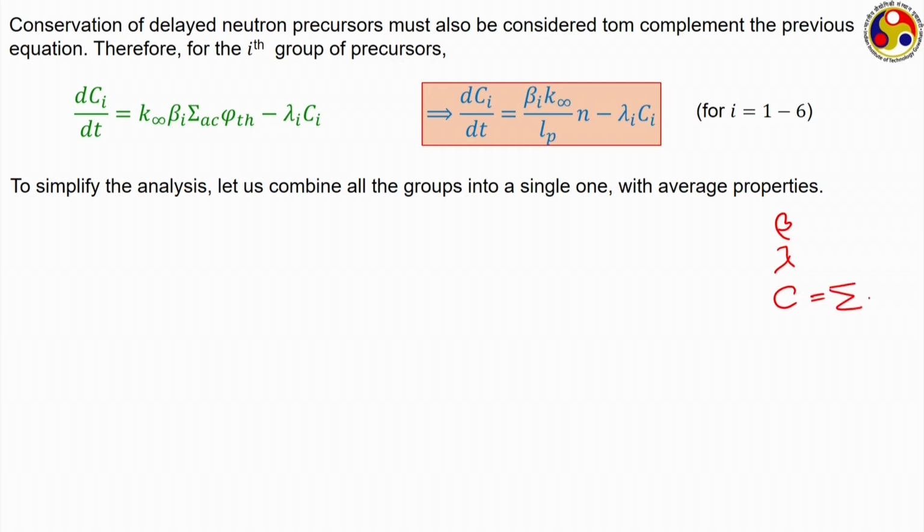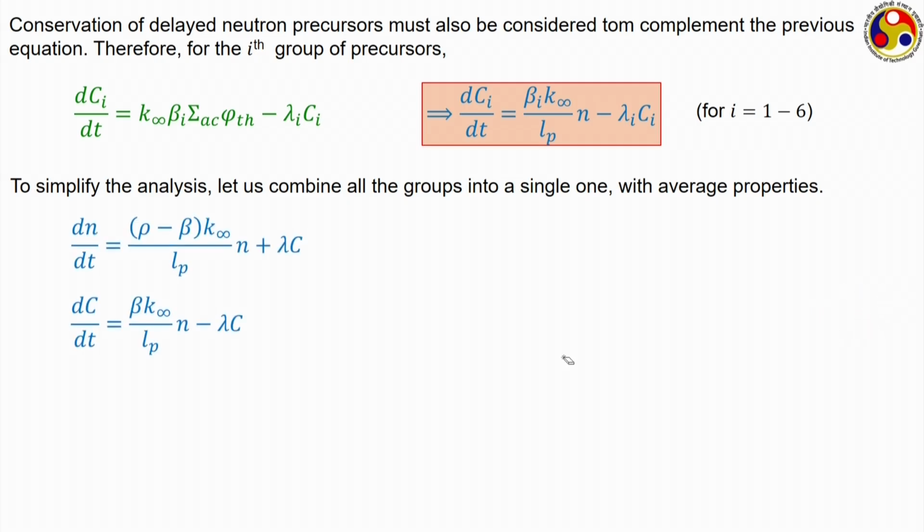Remember, C refers to the summation of C_i, where i varies from 1 to 6, and similarly lambda and beta can be calculated as the average quantities for all the 6 groups together. So, these are the two equations. Note the change here. Instead of the summation, we are writing lambda into C, where lambda is the average decay constant for all the delayed neutron groups together and C is their concentration, and the second equation is the counterpart of this one.